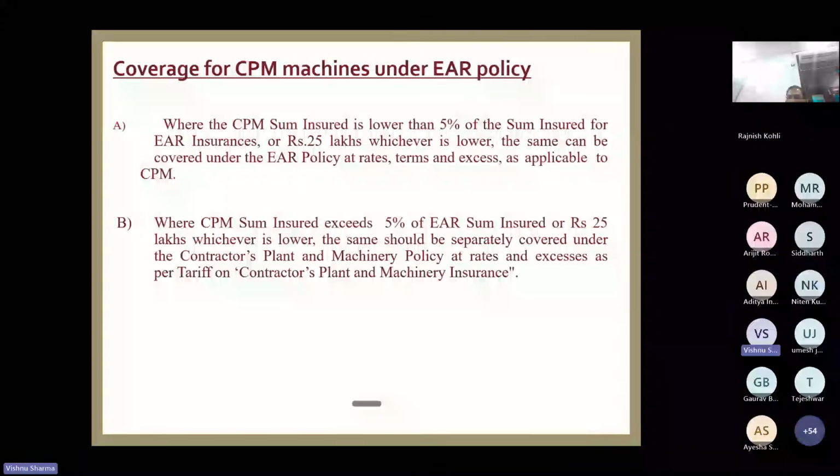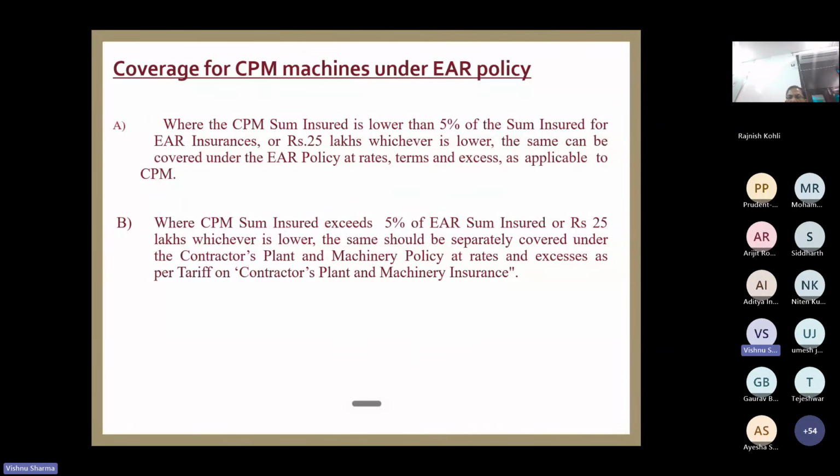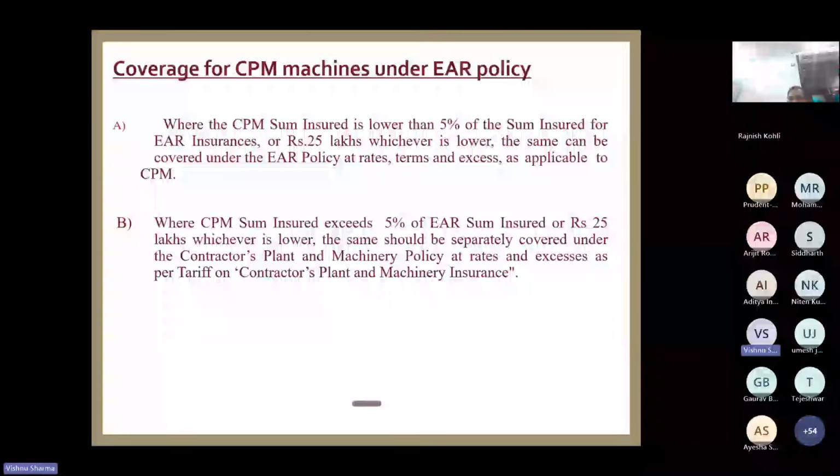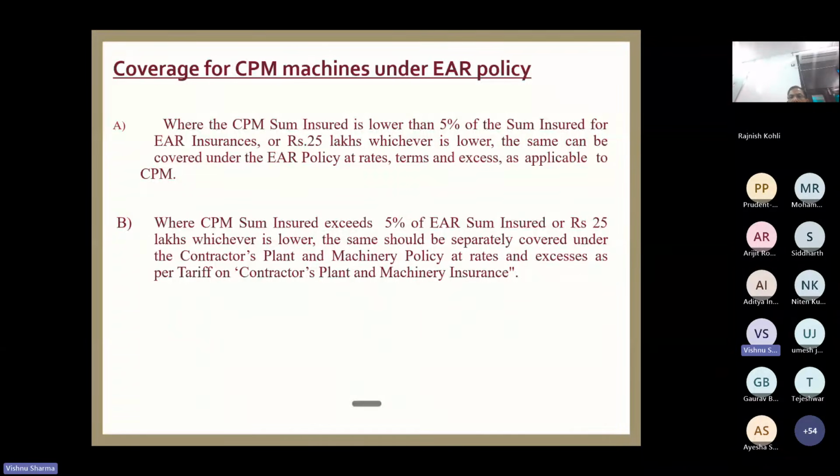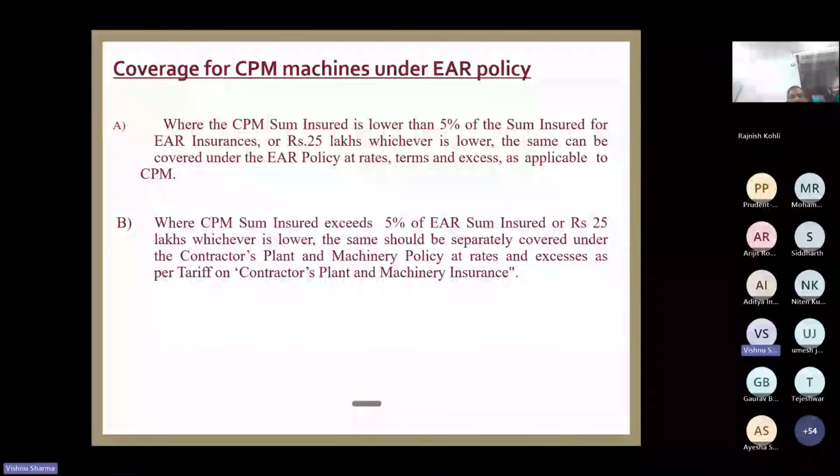Ideally, if it is less than 25 lakhs, it should be covered under the same policy. Otherwise, a separate CPM policy is supposed to be taken. Now you will say these limits were fixed around 30 years back. You are right. These limits were old limits, fixed around 30, 35 years back. Then why don't we revise? We don't revise. Underwriters are not interested in revising because we do not want to cover CPM under the same policy. We want a separate CPM policy to be issued as per the terms and conditions provided under the CPM policy. That is the intention.